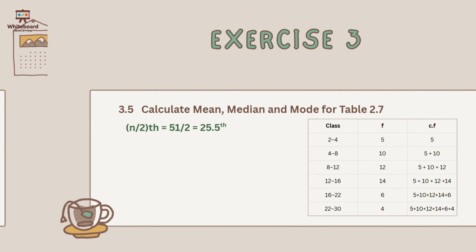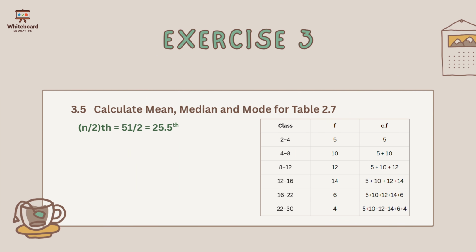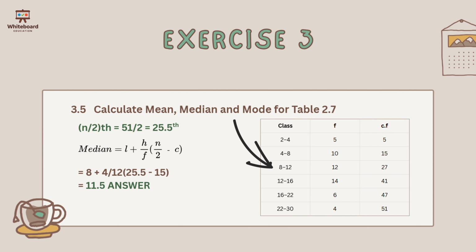11.94. Next, to find the median, we find the location first using n over 2, which equals the total frequency 51 divided by 2, equals the 25.5th observation. Here we create another column of cumulative frequency, so now we know which class contains the 25.5th observation. Here we use the median formula for grouped data. L is the lower limit of that class, which is 8, plus width of the class 4 over frequency 12, brackets, the observation 25.5 minus the previous cumulative frequency, which is 15. Calculate everything and then get the answer 11.5.